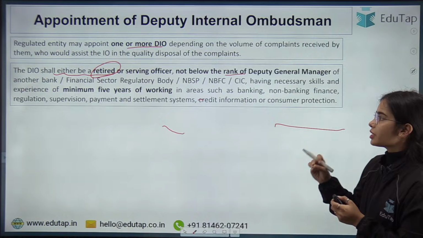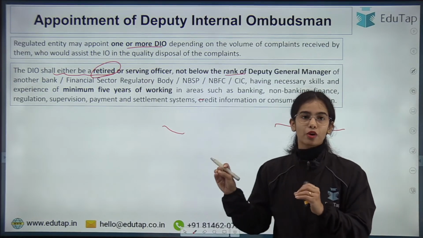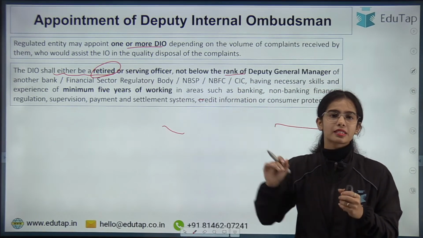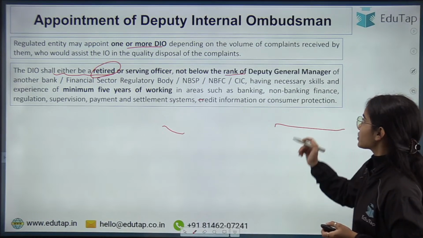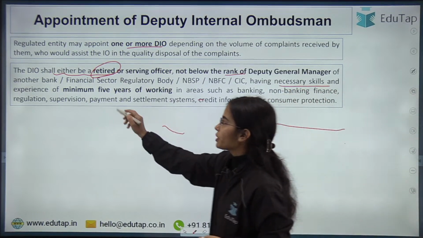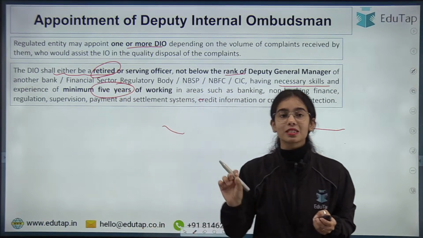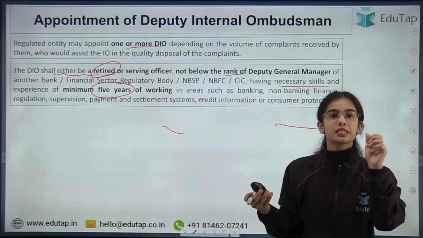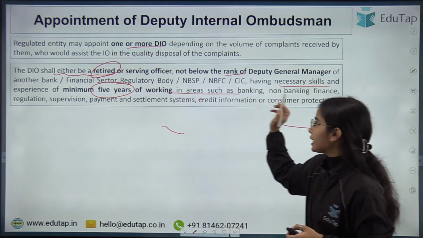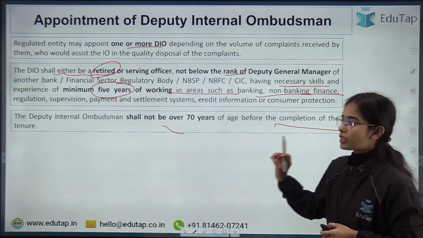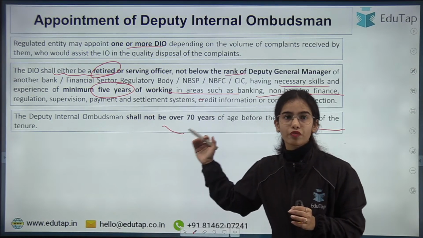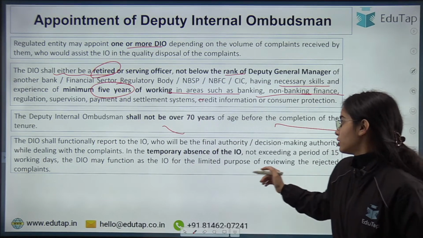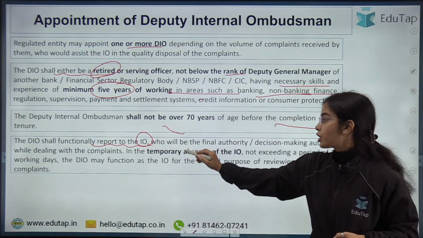So the DIO shall either be a retired or serving officer not below the rank of deputy general manager of another bank or another CIC or another non-bank system participant or another NBFC, having necessary skills and experience of minimum 5 years. So there is a difference in experience for the internal ombudsman and the deputy internal ombudsman. For the deputy internal ombudsman, the experience required is 5 years of working in areas such as banking, non-banking and such. The deputy internal ombudsman shall not be over 70 years of age before the completion of the tenure. The deputy internal ombudsman shall functionally report to the internal ombudsman, who will be the final authority.